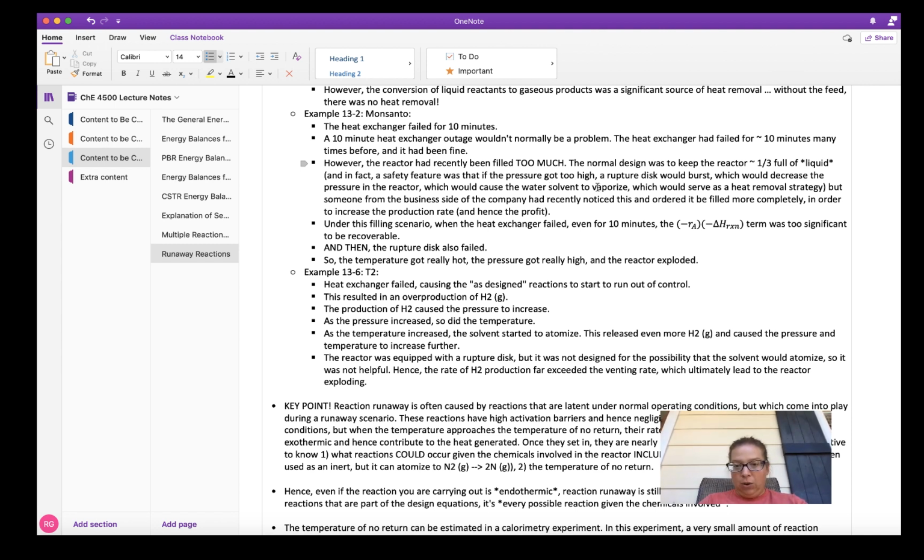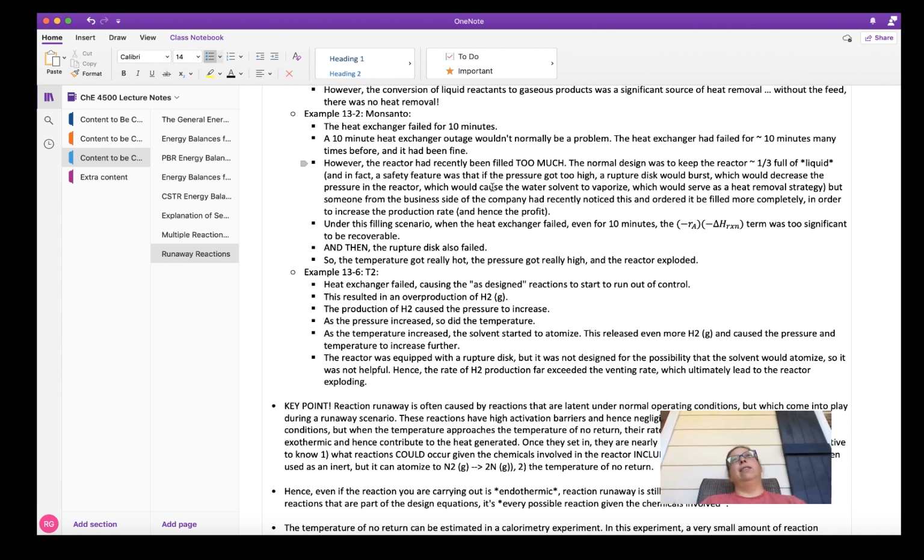Interestingly here, a design feature was that if the pressure inside the reactor got too high, then a rupture disk would burst, and that would cause the water in the reactor to vaporize. So there's liquid water in the reactor that would vaporize, and that would serve as a heat removal strategy. The heat would have to go into that. So the water would need to absorb that heat in order to vaporize.